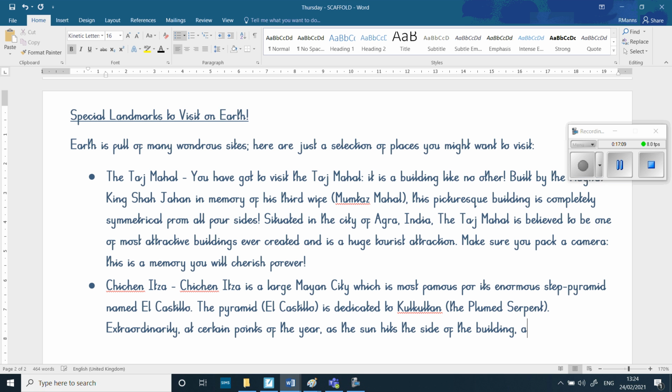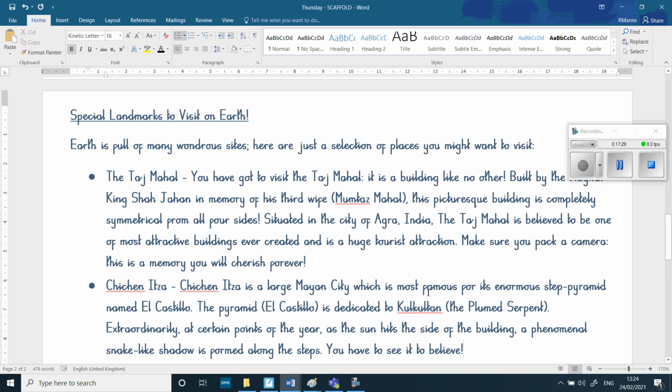Then it's something about a snake-like shadow is formed. Let me say a phenomenal. Let's use some good language, some more exaggerated vocabulary. A phenomenal snake-like shadow is formed along the steps. You have to see it to believe it.